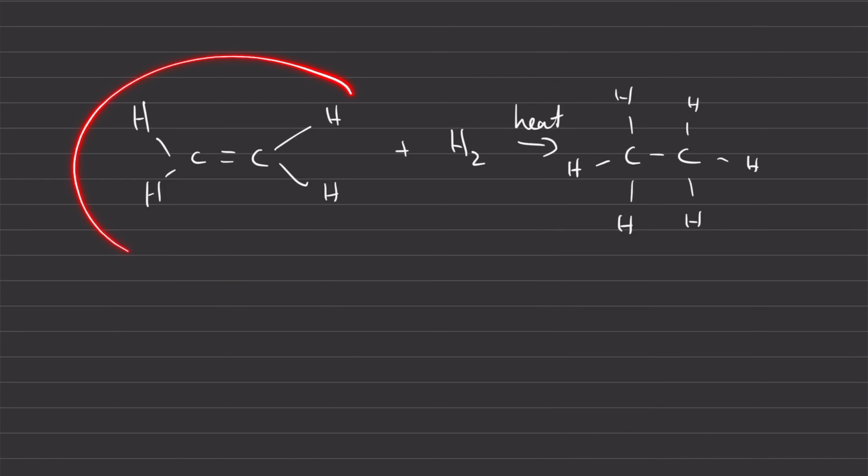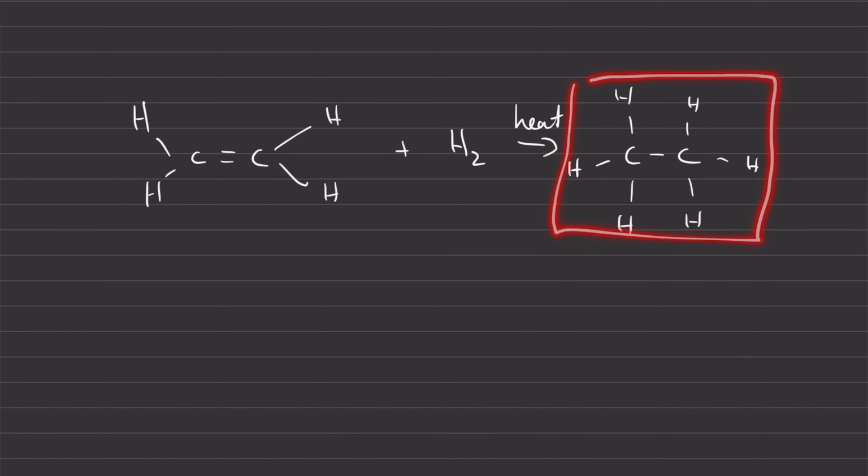Here we have an unsaturated hydrocarbon, ethene. We are adding H2 along with a platinum catalyst. As a result, we finish with a fully saturated hydrocarbon, ethane.